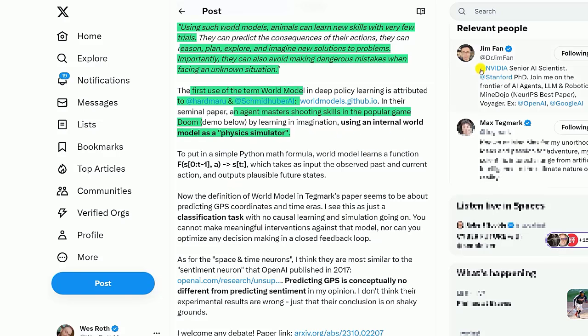And so next, Dr. Jim Fan says, the definition of the world model in this paper that we're talking about seems to be about predicting GPS coordinates and time errors. And then he sees this as just a classification task with no causal learning and simulation going on. You cannot make meaningful interventions against the model, nor can you optimize any decision making in a closed feedback loop.